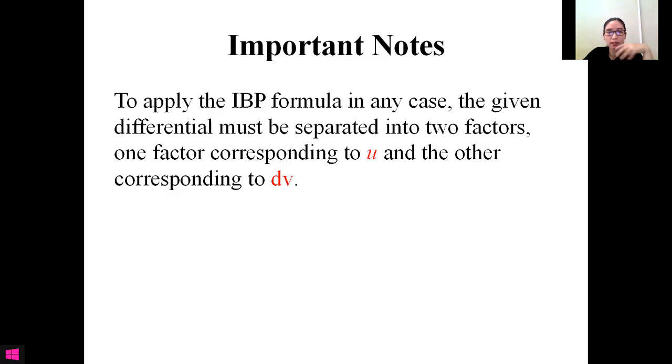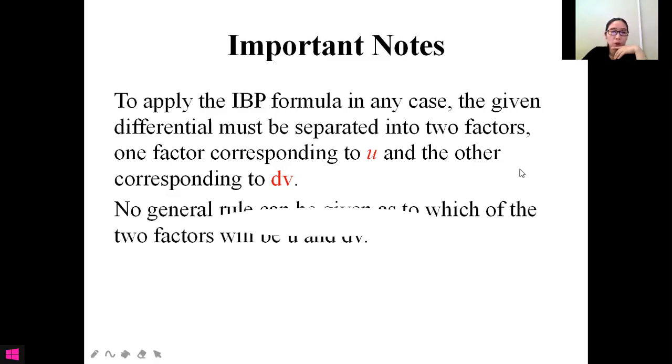Algebraic and exponential, algebraic and trigonometric. So we will segregate or separate it first, with one factor corresponding to u and the other corresponding to dv. No general rule can be given as to which of the two factors will be u and dv. So this is what we should remember in our integration by parts class: there is no rule that dictates which we use as u and which as dv.